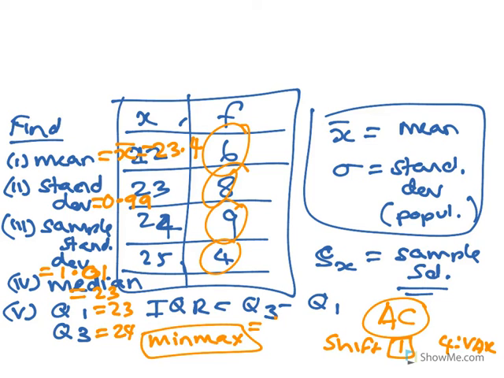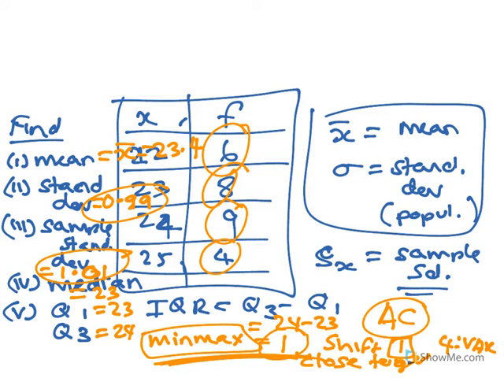The interquartile range is Q3, which is 24, minus Q1, which is 23, which is 1. So once again, you can see the average distance away from the mean is close to 1. And also the interquartile range, the middle 50%, is only 1. So it's very close together, these schools.